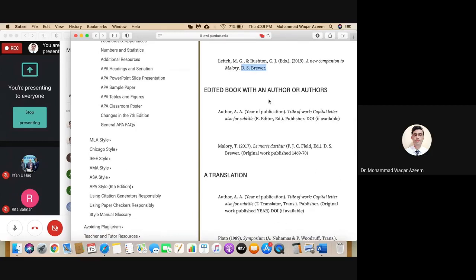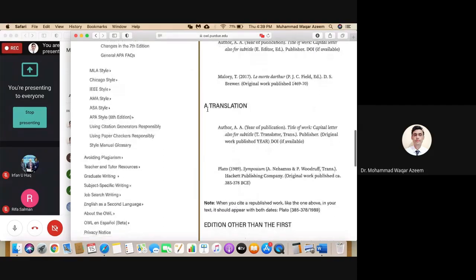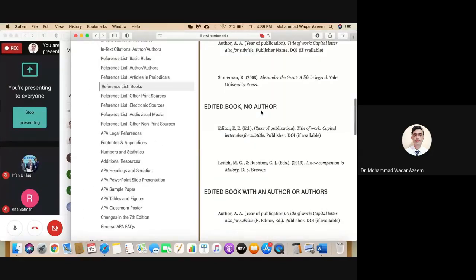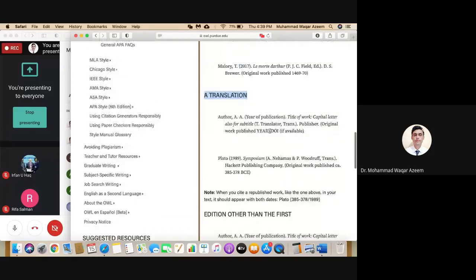Basically, one cannot anticipate what kind of resource you get hold of. Sometimes you might consult a book which actually was a translation, right? If that is the case, you need to open this website once again. You need to browse the way I'm doing it in front of you. Go to the book section, go to the references book section, and then find out how to write a translated book, the citation of a translated book. Okay, so you will immediately see over here that you need to have the author, then the year of publication, then the title of the book like this.